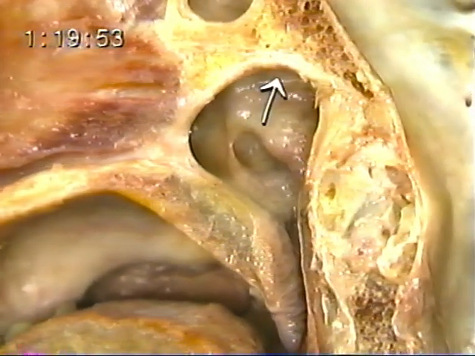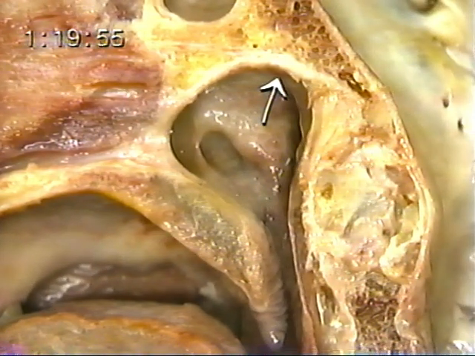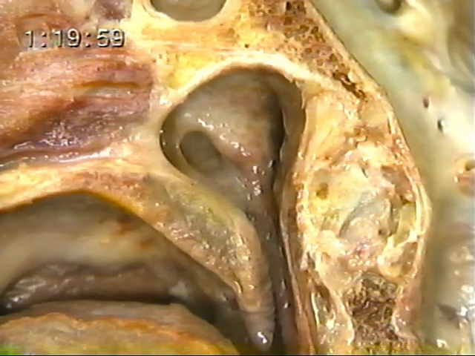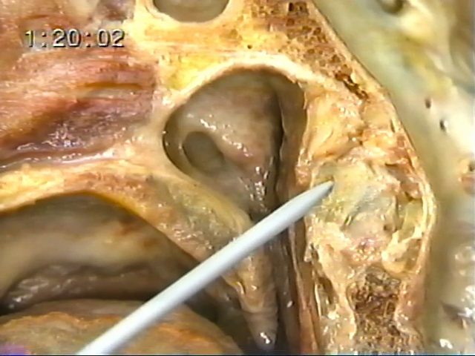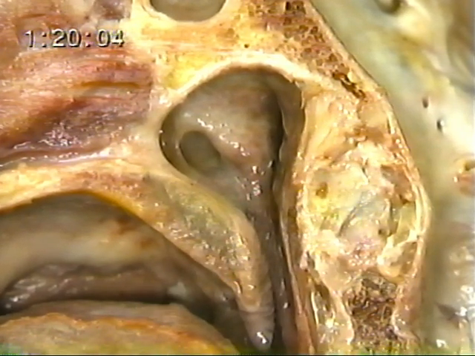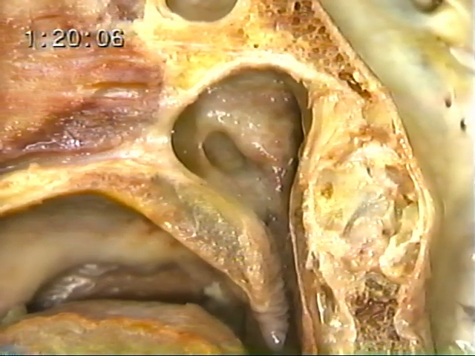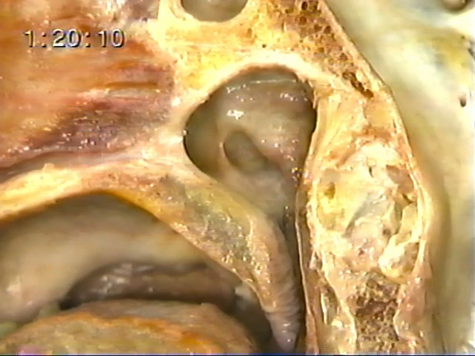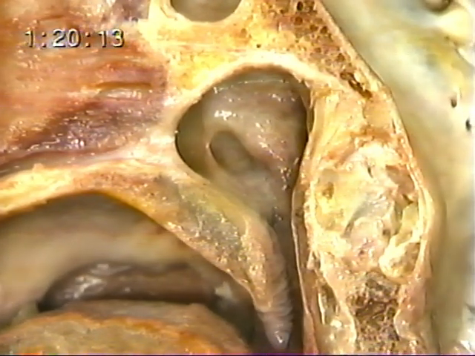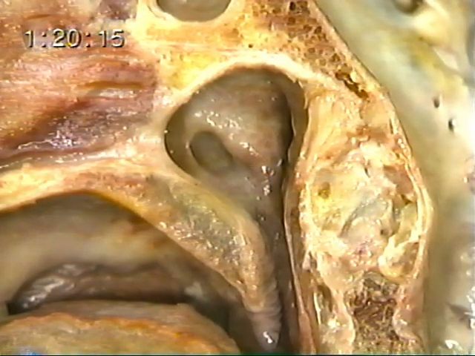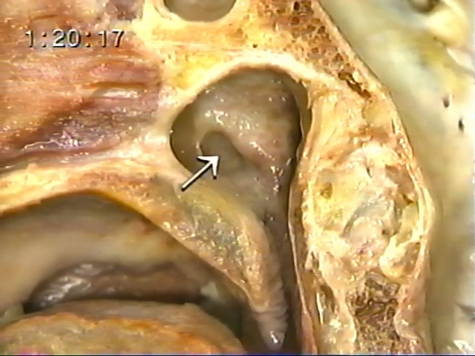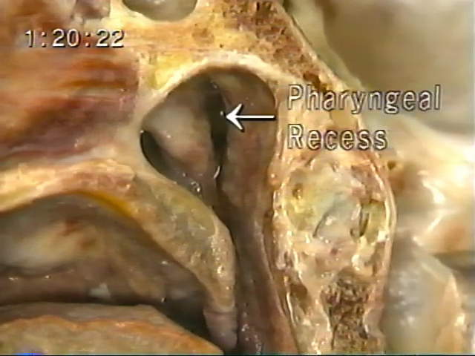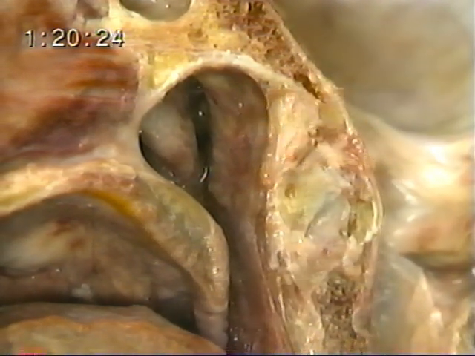The roof of the nasopharynx lies underneath the basilar part of the occipital bone. The back of the nasopharynx lies in front of the atlas vertebra. Here's the anterior arch of the atlas. In the mucosa of the lateral wall of the nasopharynx, there's a pronounced inward fold called the torus tubarius. It's produced by the inward projection of the cartilage of the auditory tube. The mucosal opening of the tube is here. Behind the torus tubarius is a deep recess, the pharyngeal recess.